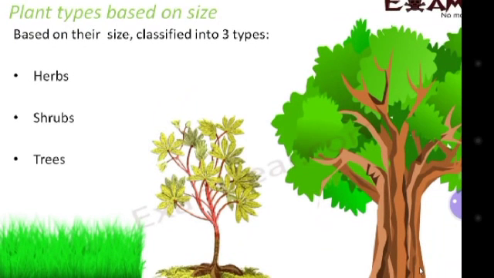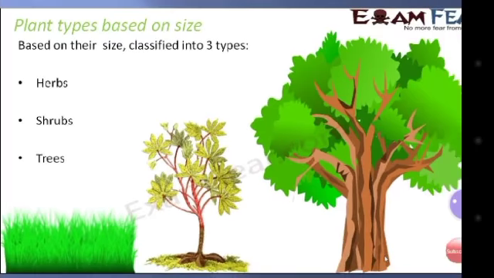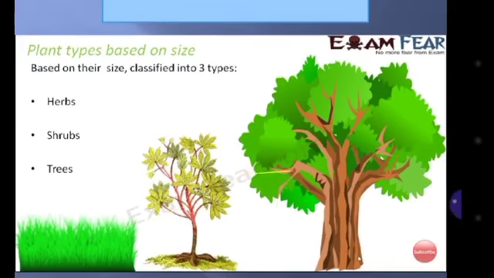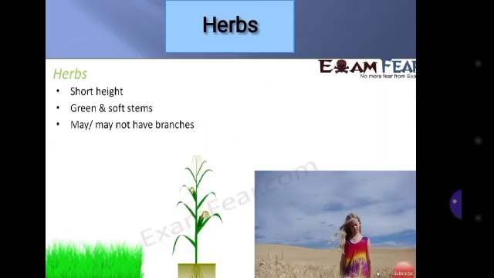Third type of plant is trees. Trees are the huge plants. Examples of trees are mango tree and apple tree, etc. Now we discuss these in detail.